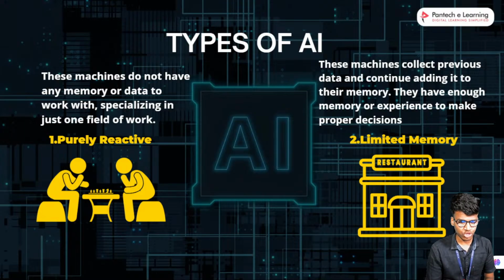Okay, so the next one is limited memory. Limited memory is also similar. They have some kind of memory. They store memories based on our previous data. Past data is stored, and the next time, they give recommendations. They take the memory and make use of it. That is the way limited memory works.